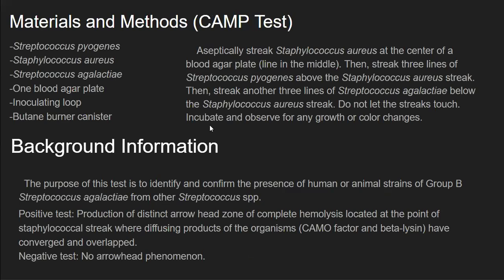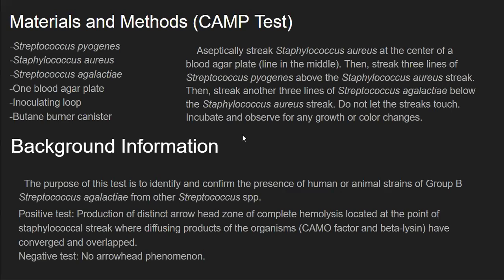The materials and methods for the CAMP test. These are the materials. Aseptically streak Staphylococcus aureus at the center of the blood agar plate, a line in the middle, then streak 3 lines of Streptococcus pyogenes above the Staphylococcus aureus streak. Then streak another 3 lines of Streptococcus agalactiae below the Staphylococcus aureus streak. Do not let the streaks touch. Incubate and observe for any growth or color changes.